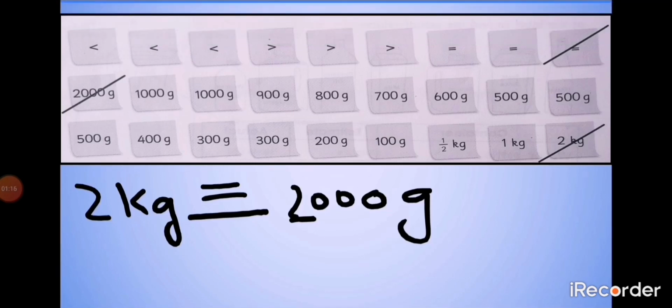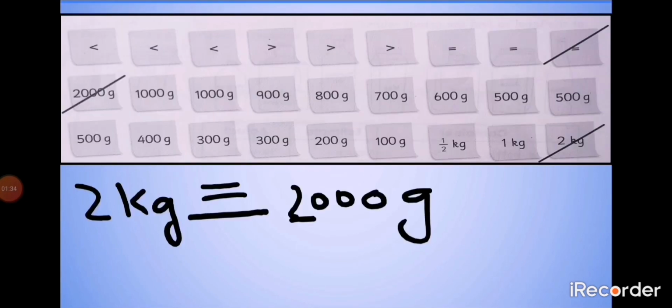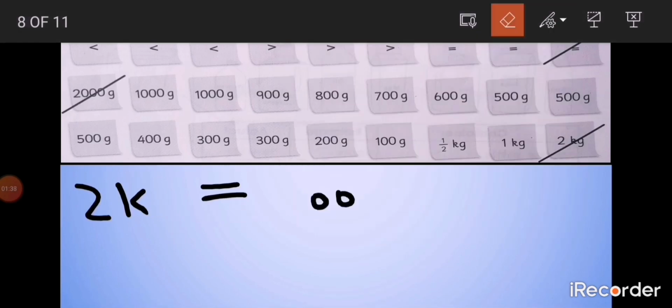So this one is already done in the book. So I'm writing it here: 2 kg is equal to 2000 grams. Now we are moving towards our next number sentence, and we have to find the true one.